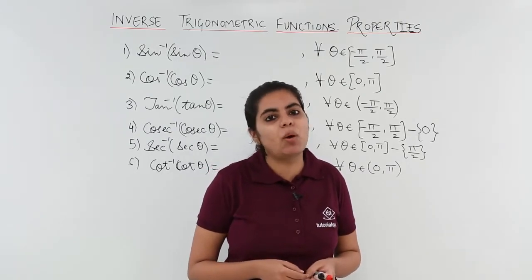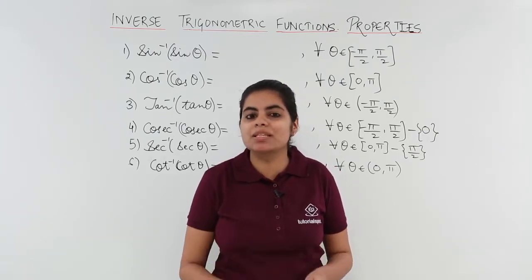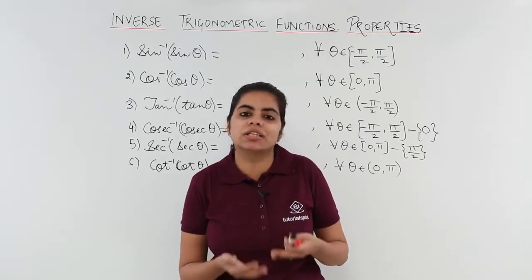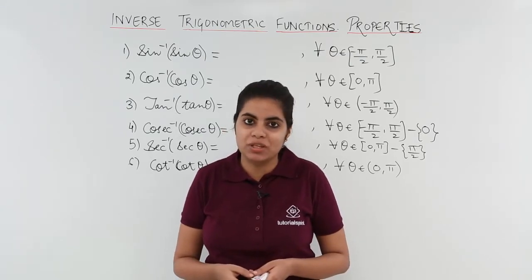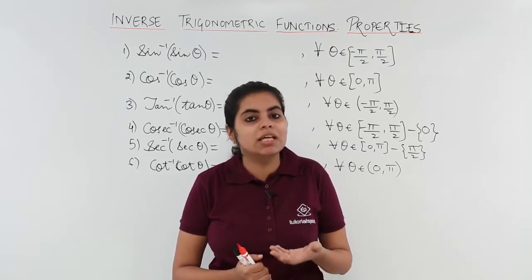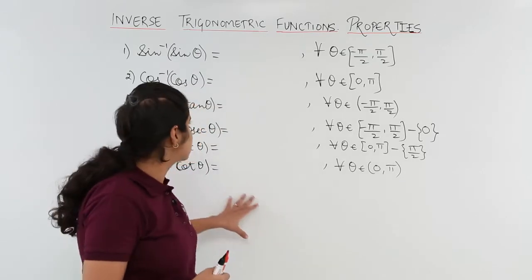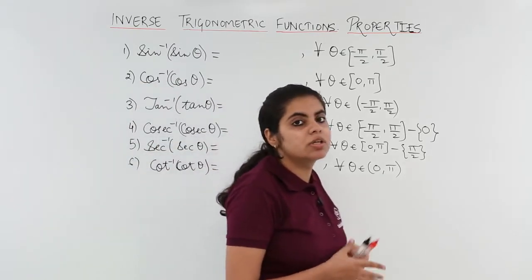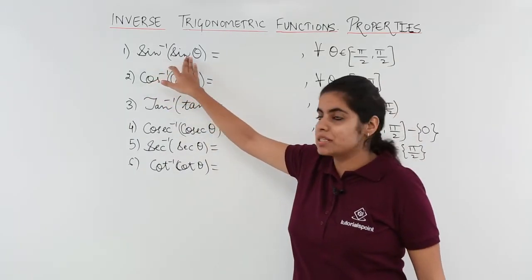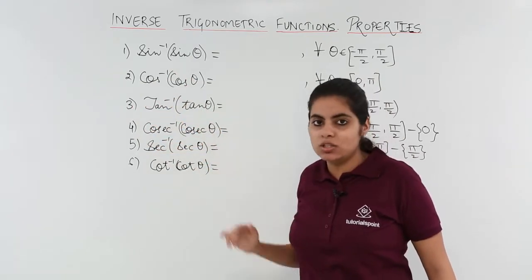Now we'll be seeing some properties of inverse trigonometric functions, and the properties are related to the principal value branch that we already studied in the previous video. Let's see what the properties are and what use these properties will serve in the form of questions. Listed here are 6 inverse trigonometric functions: sine inverse, cos inverse, cosecant inverse, secant inverse, tan inverse and cot inverse. And I have sine inverse sin theta, cos inverse cos theta, tan inverse tan theta and so on.